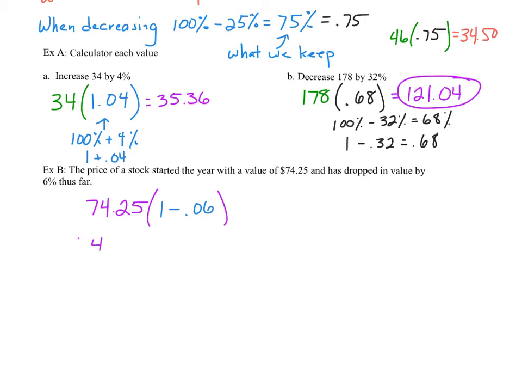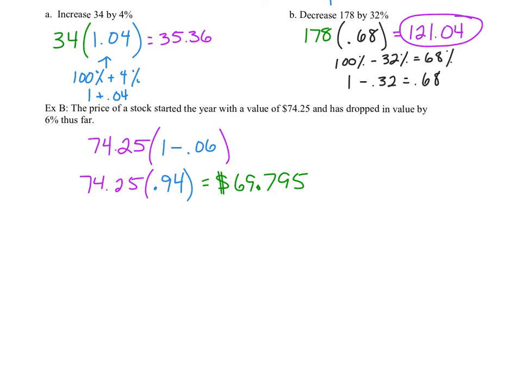So what this is going to turn into here is 74.25 times 0.94, my bad, because that's what 1 minus 0.06 is. And I get that the stock ends at 69.795. And I know that's not quite in money, but I did round, so you could say like 69.8. Okay. All right, next page.